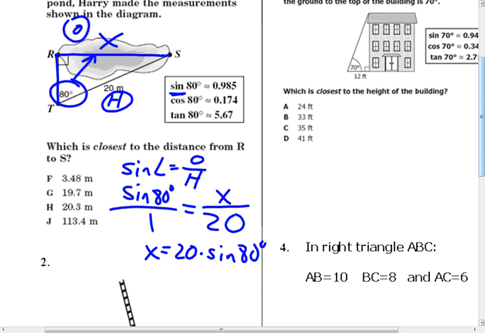I don't need the calculator to do this because it's right there. Is 0.985 pretty close to the number 1? Yes. So what's 20 times 1? So would this be more or less than 20? Just a little bit less. I'm guessing that that's the answer. Is it? Yes. There we go. Does it make sense in the drawing? Is it less than the hypotenuse?